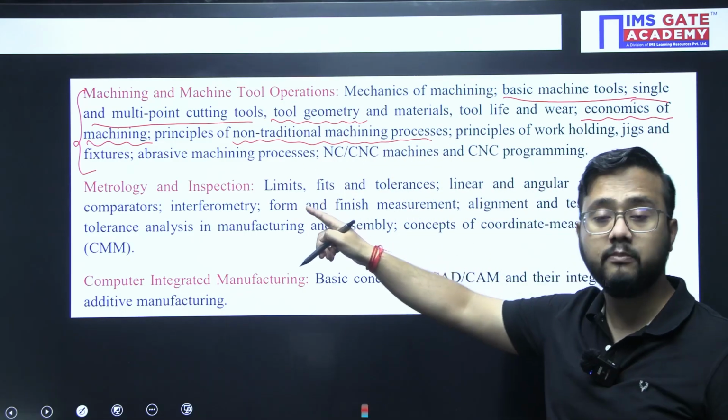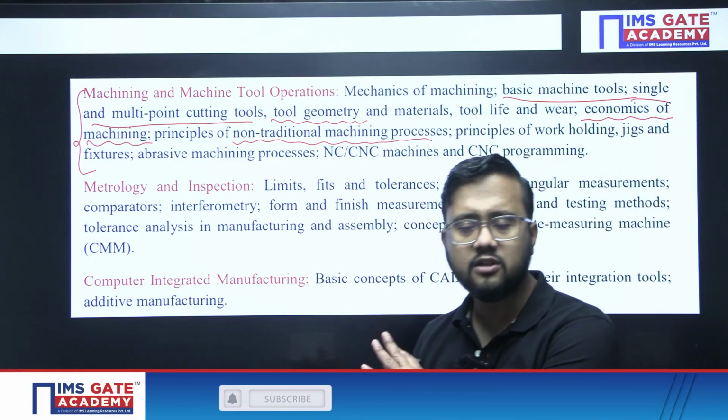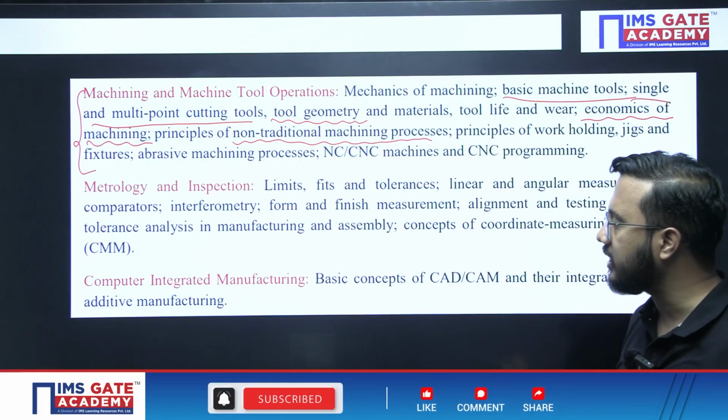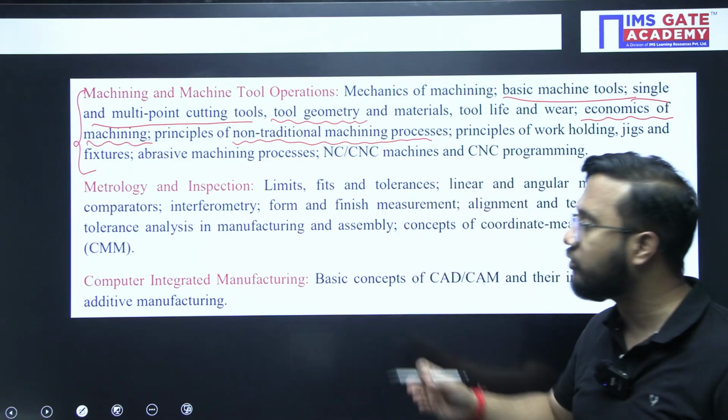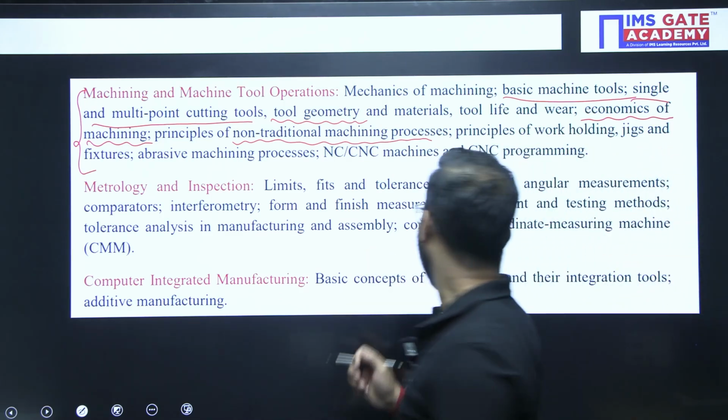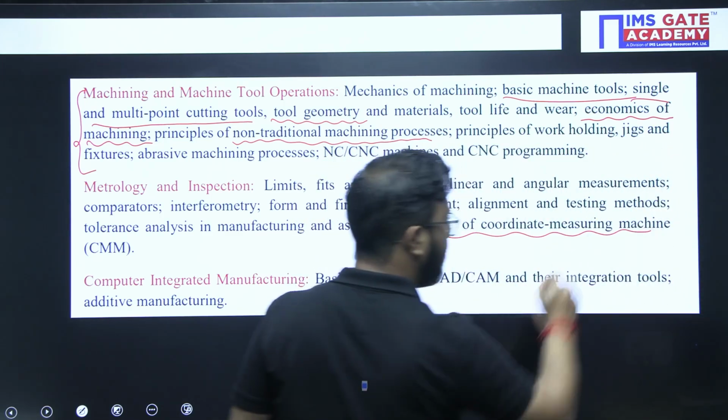Now next is metrology and inspection, go gauge, no go gauge, gauges are there, this is very important. And if you see the last few years' papers, questions are coming from the CMM also. The concept of coordinate measuring machine, CMM questions are coming.